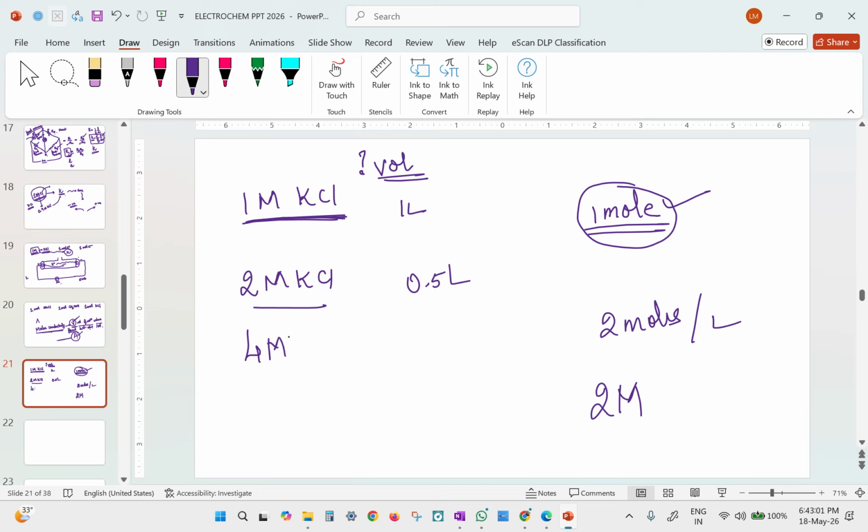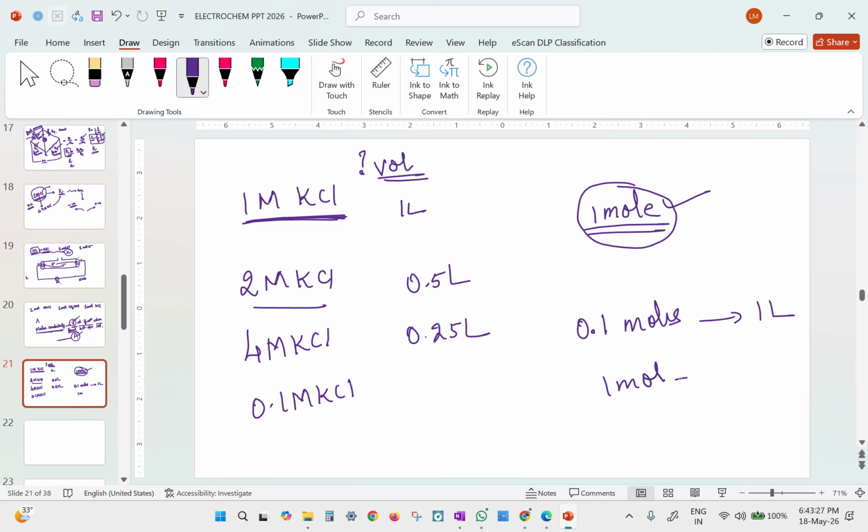Supposing it is 4 M KCl, then 0.25 liters. Supposing it is 0.1 M KCl, then what will I say? I'm getting 0.1 moles from 1 liter, correct? So in order to get 1 mole, what volume should I take? When the concentration is 0.1 M, into 10, 10 liters. Fine?